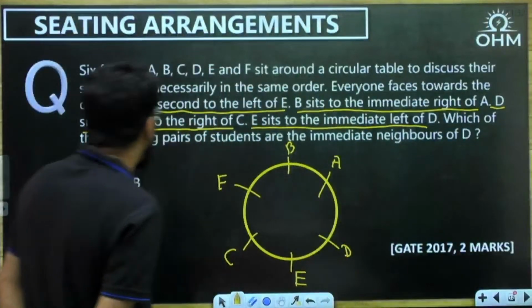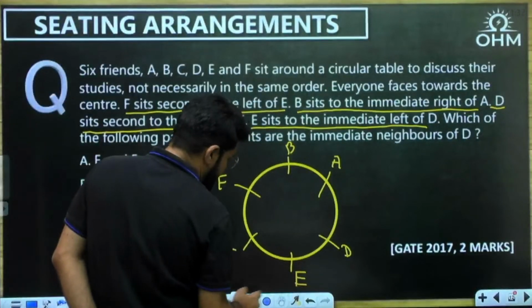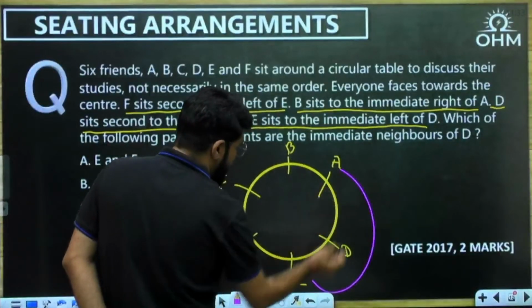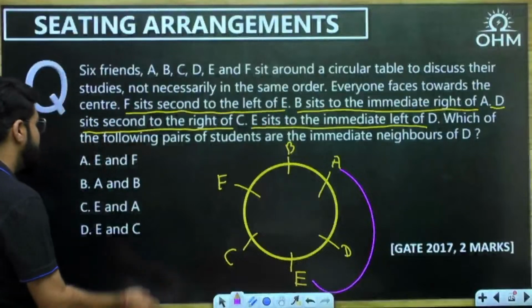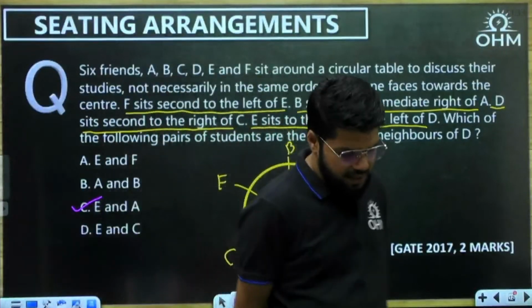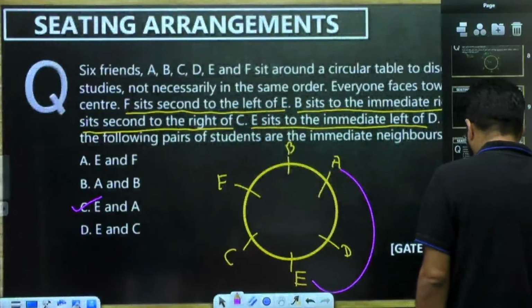Which of the following pairs of students are immediate neighbors of D? Look into this one. Who are the immediate neighbors of D? E and A. The answer is C. The correct answer is C, E and A.